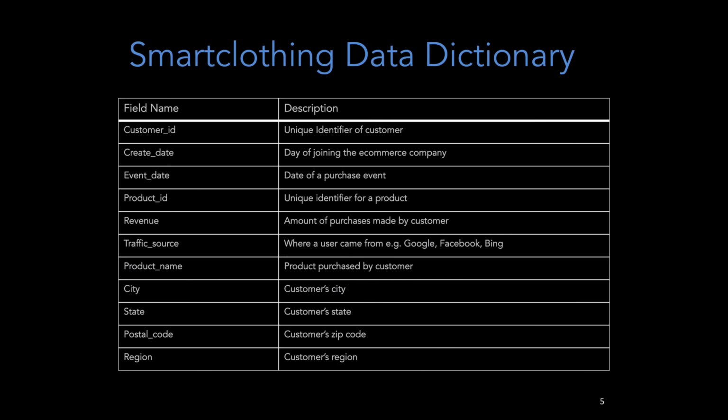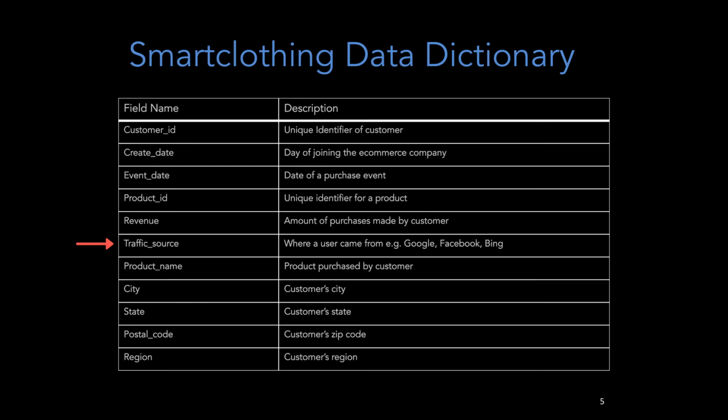So now that we know why the business model is important, now let's specifically consider all the elements for the Smartclothing dataset. So the fields you're going to see in the dataset are mostly the ones here. We have the customer ID, and that's the unique identifier for every customer. We have the create date, that is the date that a customer became a member of this website. The event date is the date of an actual purchase. The product ID is a unique identifier to know this product is milk, so we give it product ID 1. The revenue is the actual amount of purchase that was made.